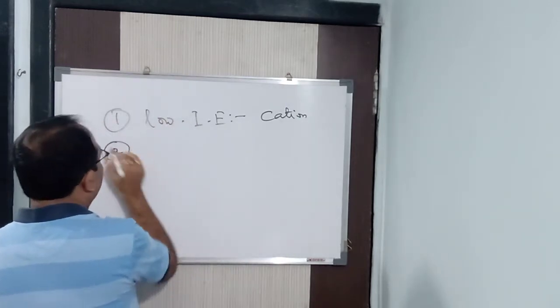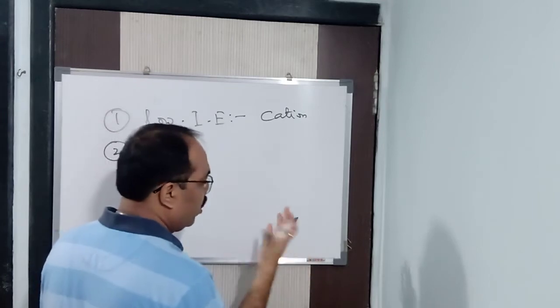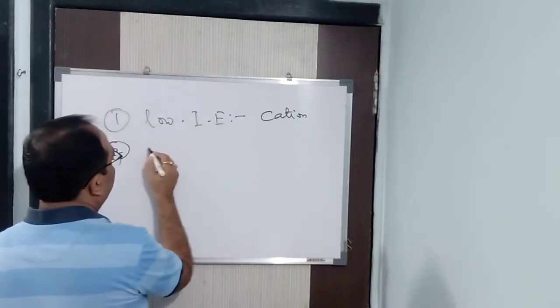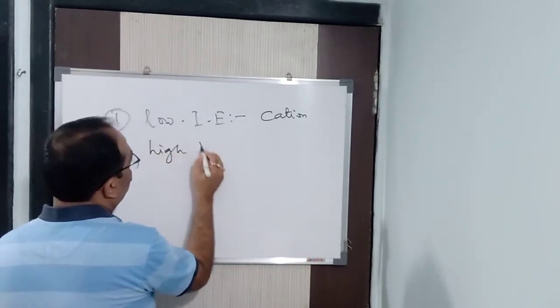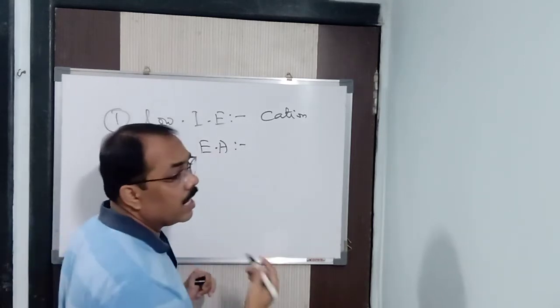Now the second factor is the second atom, because one of the atoms should have low ionization energy. The second atom should have high electron affinity. If it is having high electron affinity, then it will readily form an anion.